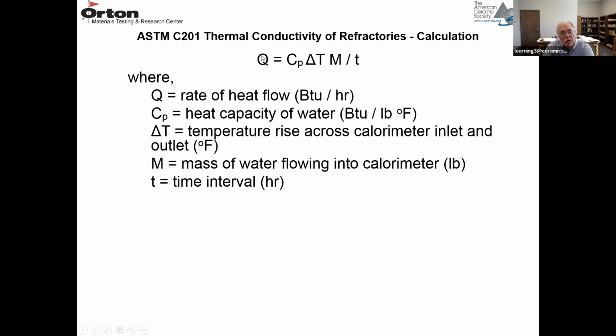So to get the rate of heat flow, and that's Q in BTUs per hour, we take the heat capacity of water, BTUs per pound degrees F. That's the specific heat capacity, times the temperature difference, which is the temperature rise across the center calorimeter, delta T, times the mass of the water that flowed through the calorimeter in whatever time we specified, divided by the time, t. So the rate of heat flow equals the heat capacity times the temperature difference times the mass of the water divided by the time.